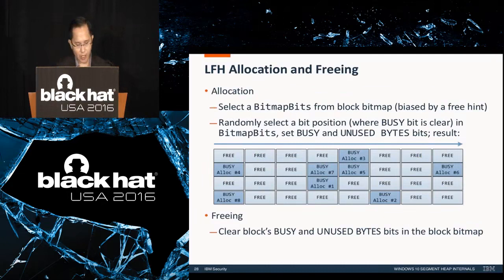The allocation from the LFH is different because it involves some randomization. The allocation routine first selects bitmap bits from the block bitmap, in which the starting point depends on the free hint. Once a bitmap bit is selected, it will randomly select a bit position in the bitmap bits where the busy bit is clear. Once a random bit position is selected, it will set the busy bit and, if necessary, the unused byte bit. The illustration shows an actual result of allocation randomization, where the first allocated block is here, the second allocated block is here, the third allocated block is here, and so on. For freeing, among other things, the block's busy bit and unused byte bit in the block bitmap are cleared. This is just a simplified explanation of the LFH allocation and freeing; for a more detailed explanation, please refer to the white paper.